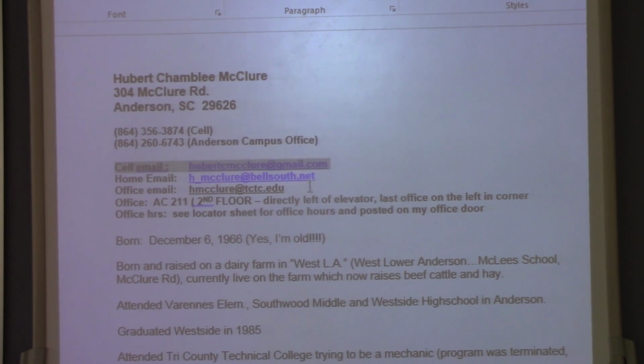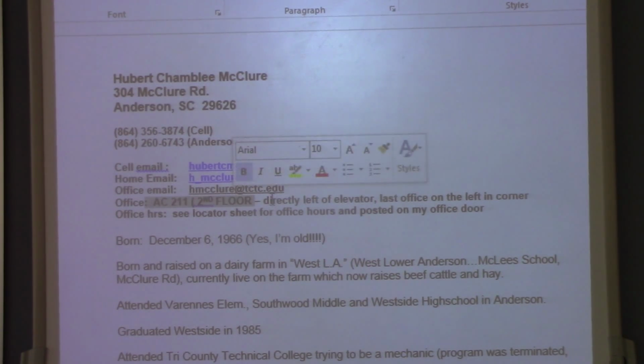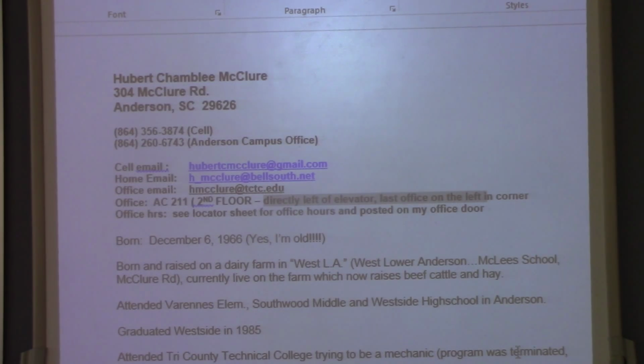Home email, I rarely check that one, but sometimes my phone goes off when it does. There's my office email. It'll come up and say, you have an office email. Okay? Because I know that it's coming from work. I can see if I'm fired or not. And office, there's my office number. And it even gives you what? Directions to how to get to my office.